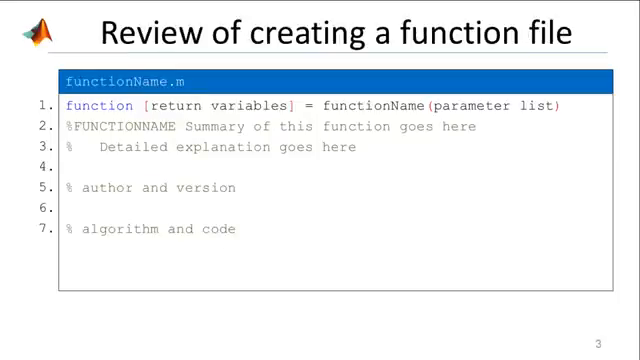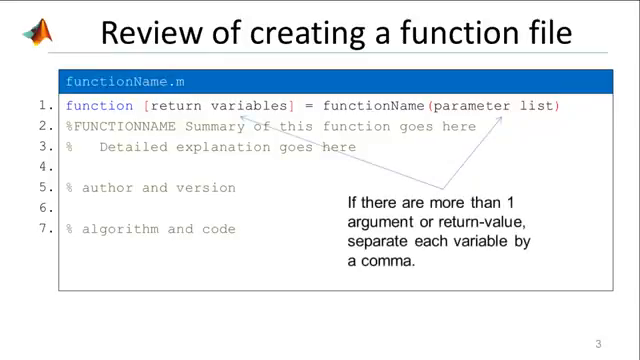How do we create a function? The first reflex is to create a brand new script file. Write the word function at the top, your return variables, equal, come up with the name of your function, and then your parameters. If there are more than one argument or return values, separate them using commas.